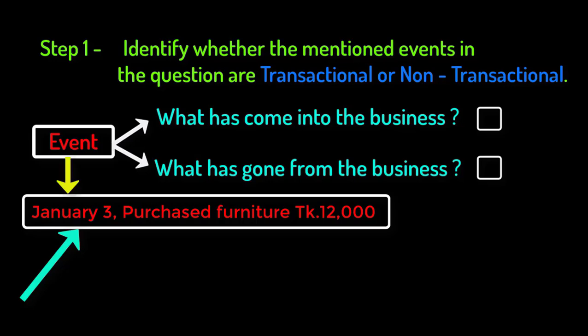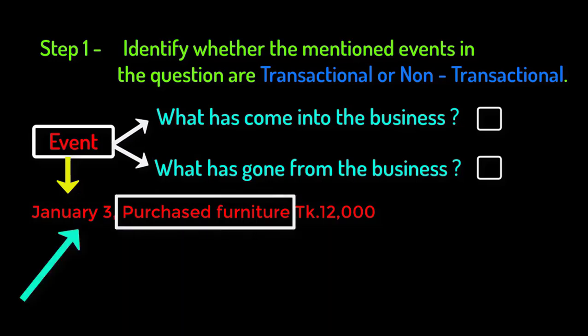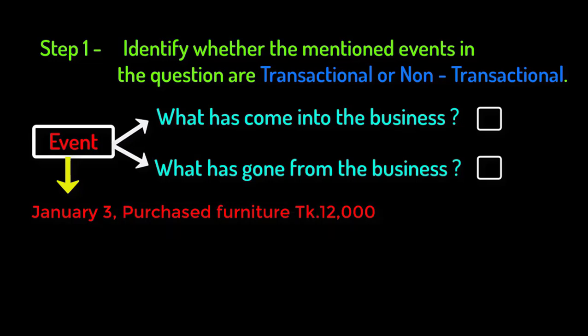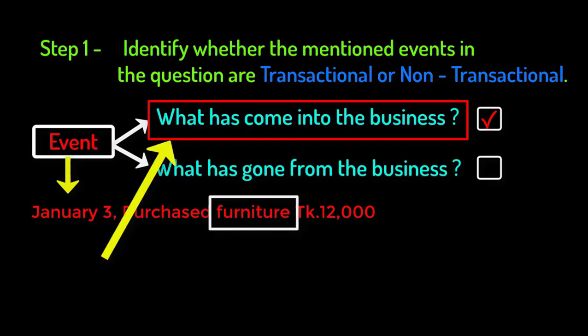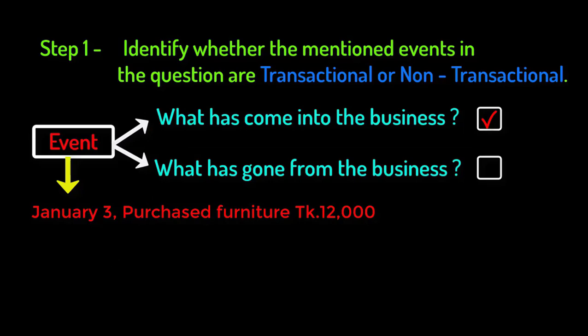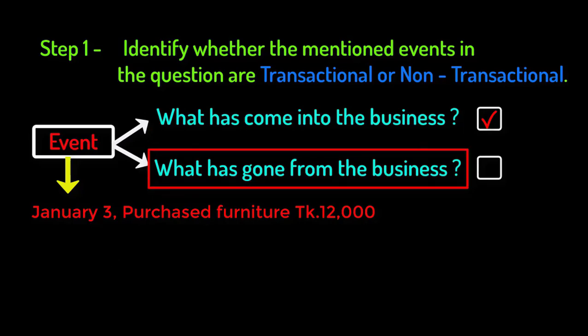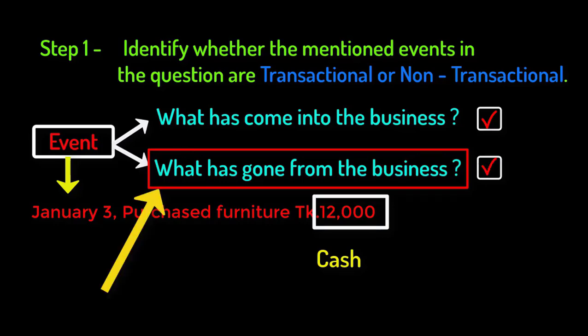Look at this another event now. January 3, purchased furniture taka 12,000. Here, for purchasing furniture, furniture has come into the business. The company purchased furniture by giving cash, so cash has gone from the business. Now ask yourself, what has come into the business? The answer is furniture. So you have got the answer to this question. Now ask yourself again, what has gone from the business? The answer is cash, isn't it? So you have also got the answer to this question.